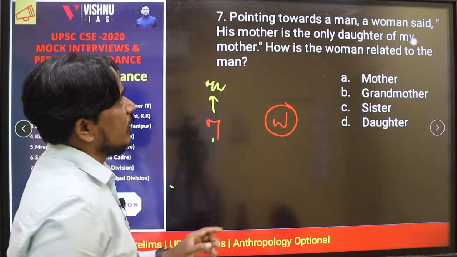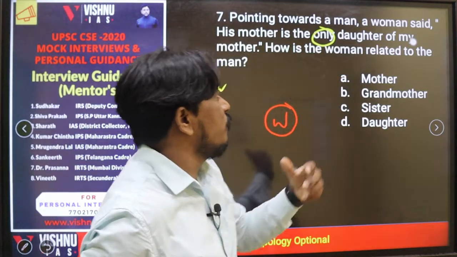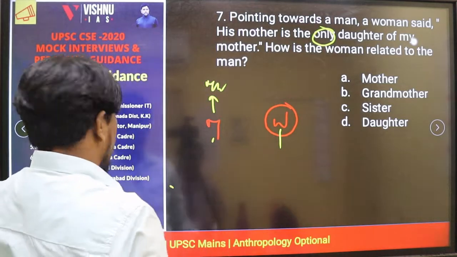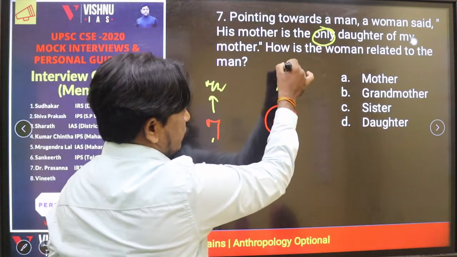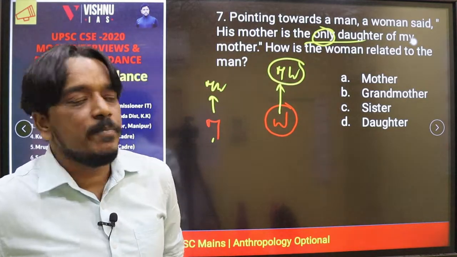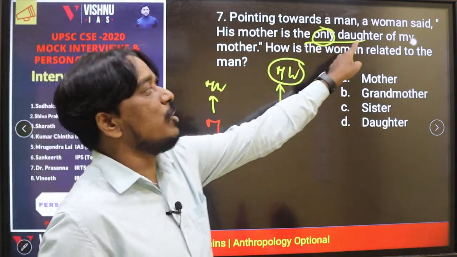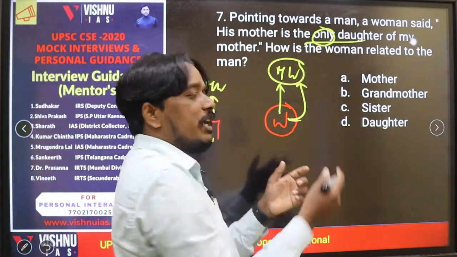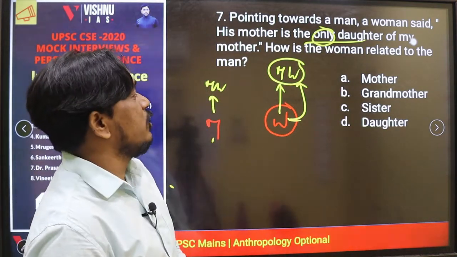His mother is the only daughter of my mother. Only conditions are important. My mother means this woman's mother, and woman's mother means in the above generation we have to take only the daughter of my mother. But the condition is what? This point is very important. What is the woman saying, clear? His mother, this person's mother, is the only daughter of my mother. Myself is this woman. My mother's only daughter is myself only. My mother has only one daughter, that is myself. Clear? That is the point you have to understand.